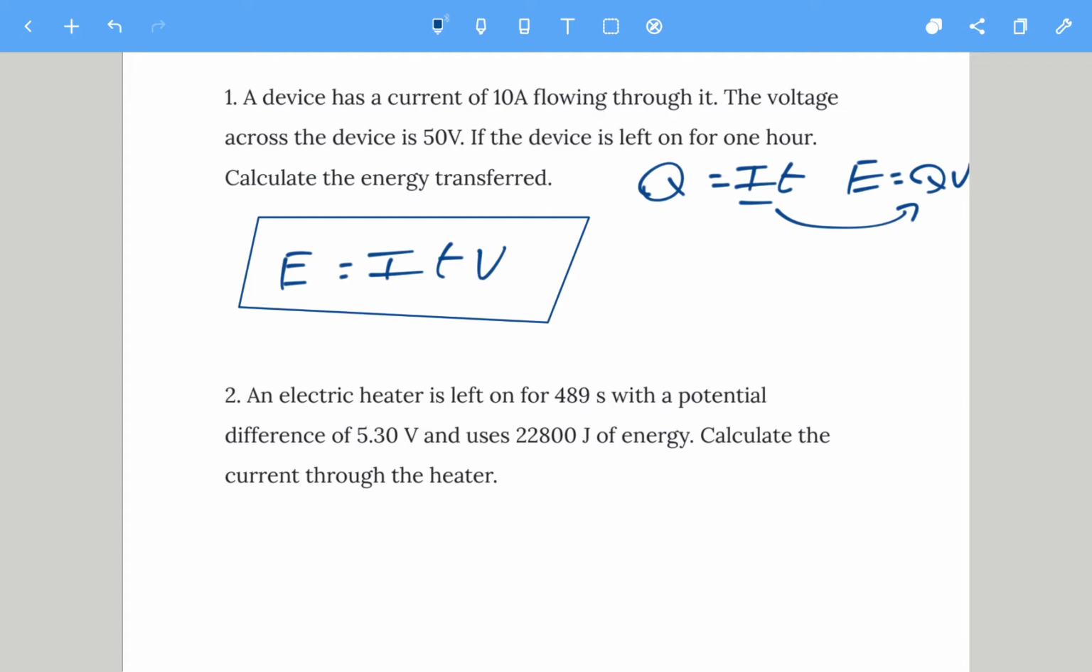ITV is obviously channel 3. So forgive my not quite rectangle. E is energy, joules. I is current in amps. T is time in seconds. And V is voltage in volts. So you want to make sure you've got that information down, and then we can work through these questions. So I'm going to remove all that. If you want to pause, I want you to do question 1 and 2, and then I'll take you through the answers.